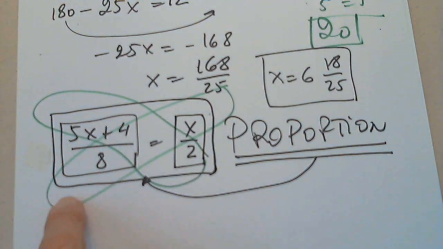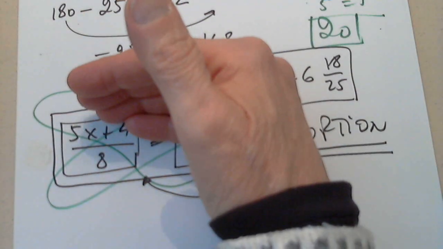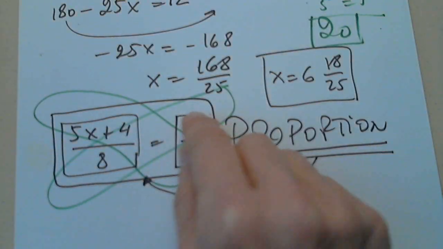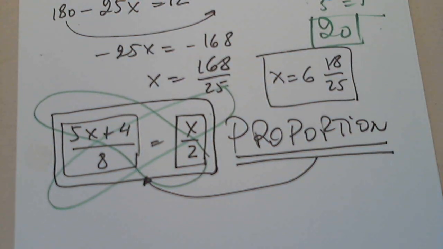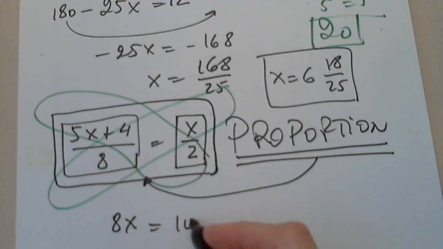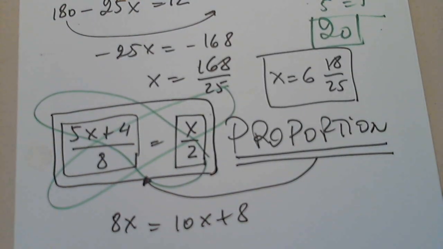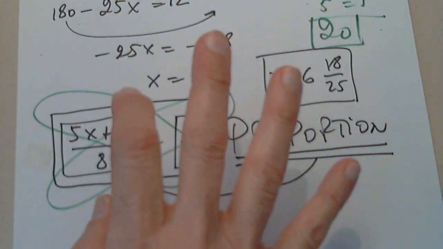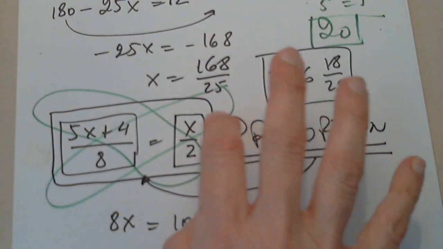Cross multiply. We have to write this equation after we cross multiply. You multiply. 8 times x is 8x. 2 times these two terms is 10x plus 8. So we cross multiplied. That is allowed only in a proportion. 2 times 5x, 2 times 8, 8 times x.